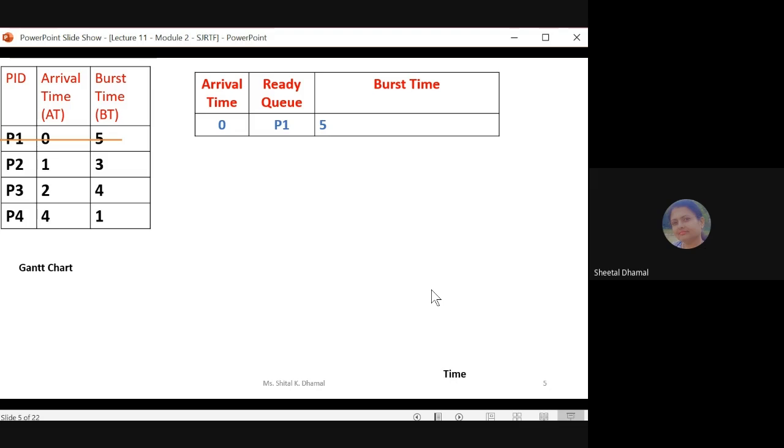Then I will explain how to draw the Gantt chart. The process of drawing the Gantt chart is very important. Once you understand this Gantt chart, then you can easily solve any type of scheduling problem. So tell me once you finish your drawing.